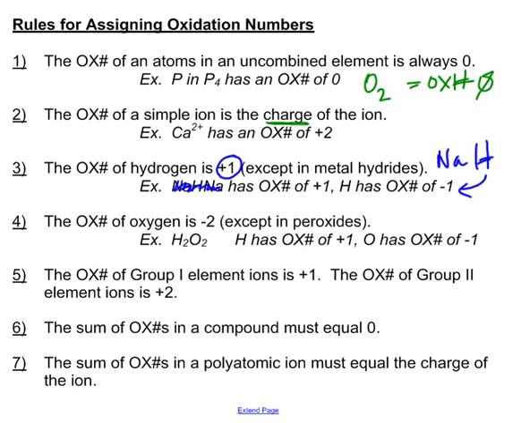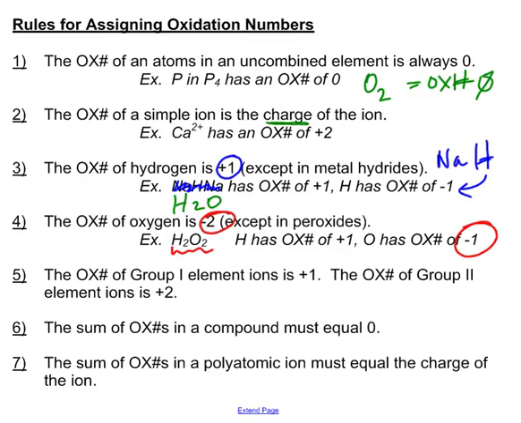Over here, an example where hydrogen would have an oxidation number of +1 is something like H2O. Okay, so if hydrogen is not bonded to a metal, it always has an oxidation number of +1, and that's usually what you see. All right, rule number 4, the oxidation number of oxygen is 99% of the time -2. The only exception is if you have a peroxide, such as hydrogen peroxide, and in that case, oxygen is going to have an oxidation number of -1 instead of -2.